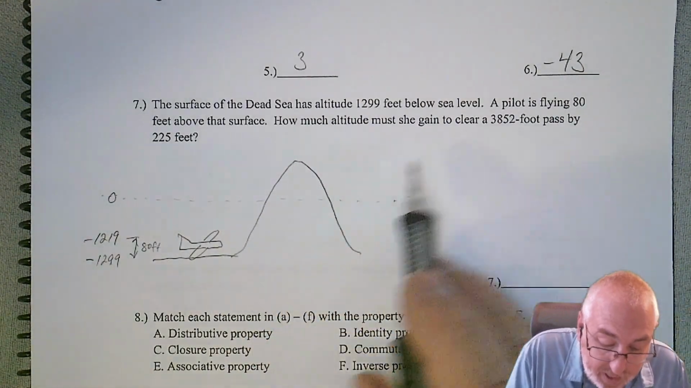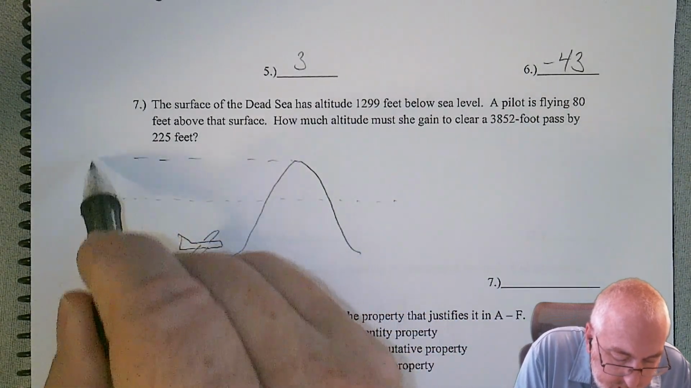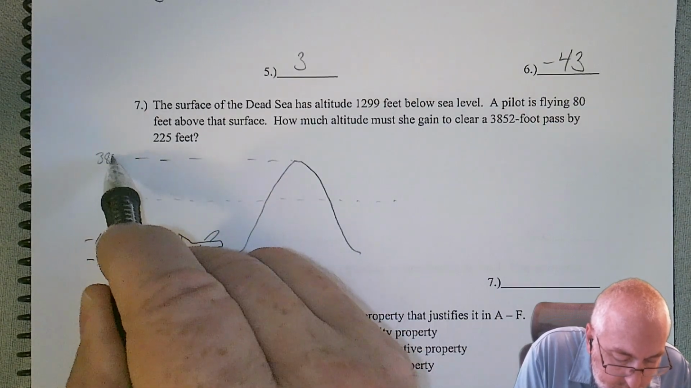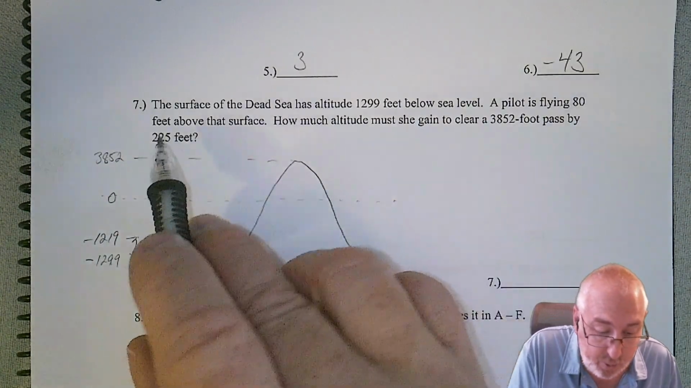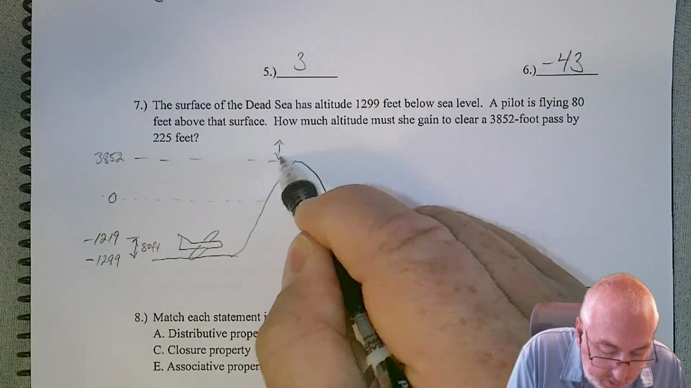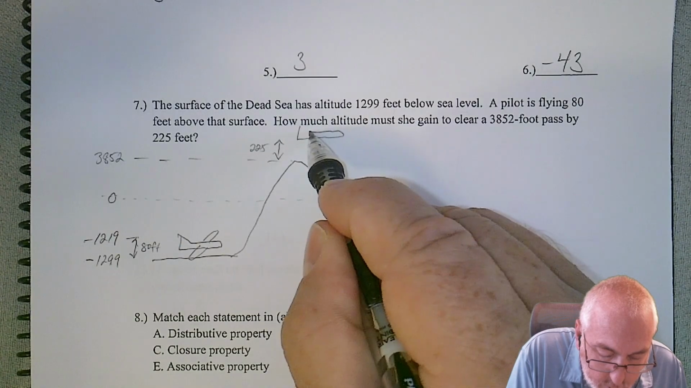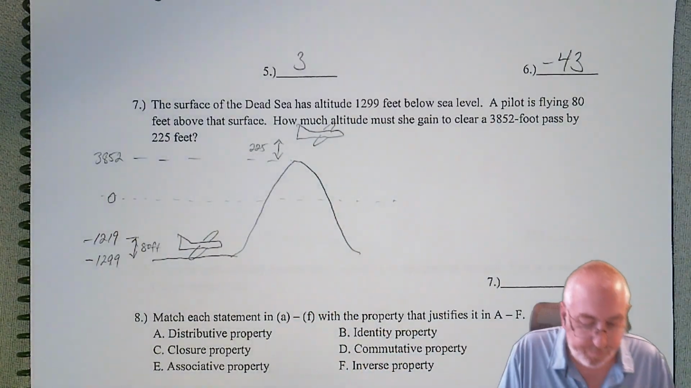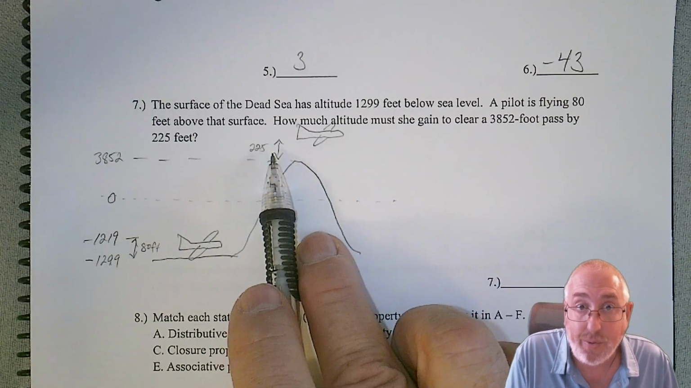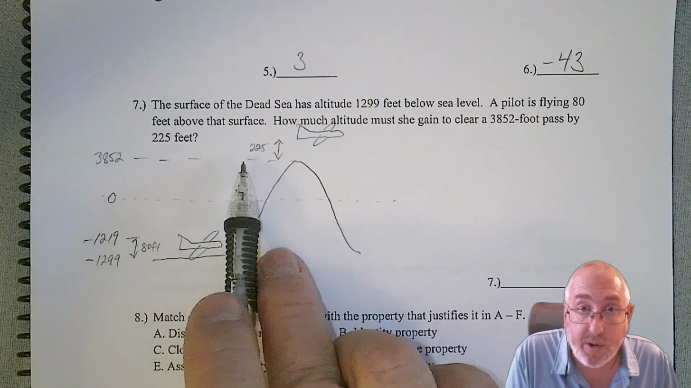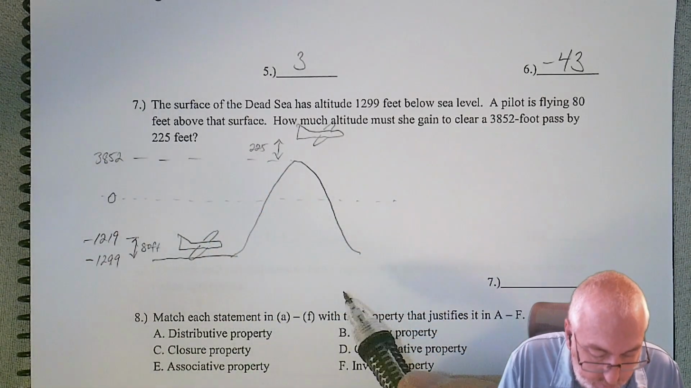So we want the plane to be, so this pass is 3,852 feet, but we want the plane to be above that by 225 feet. So again, we need a little pinch up here, and then the plane's going to be flying up here. So now the question is how high does the plane actually have to get to? We have to clear this by 225 feet, so if we add those, that should do it. So if we add those together, what do we get?